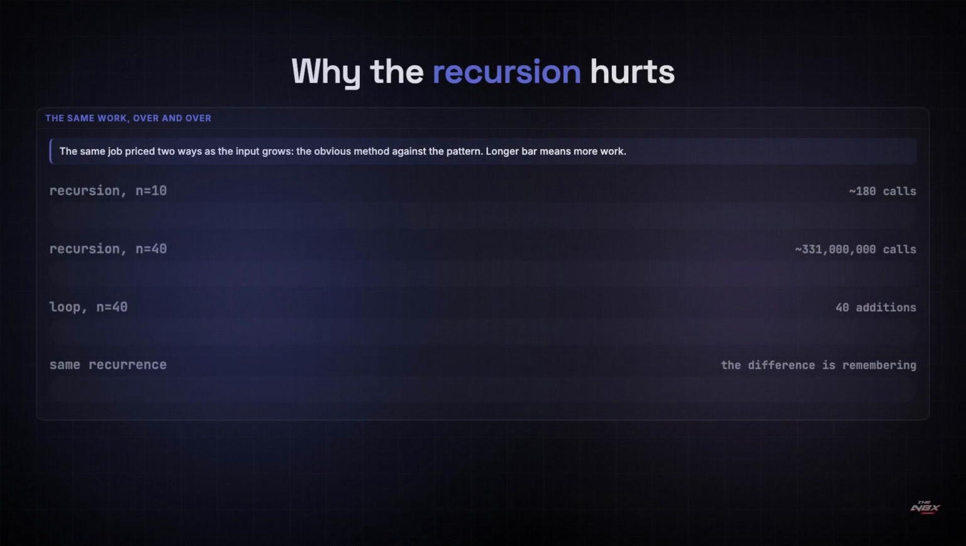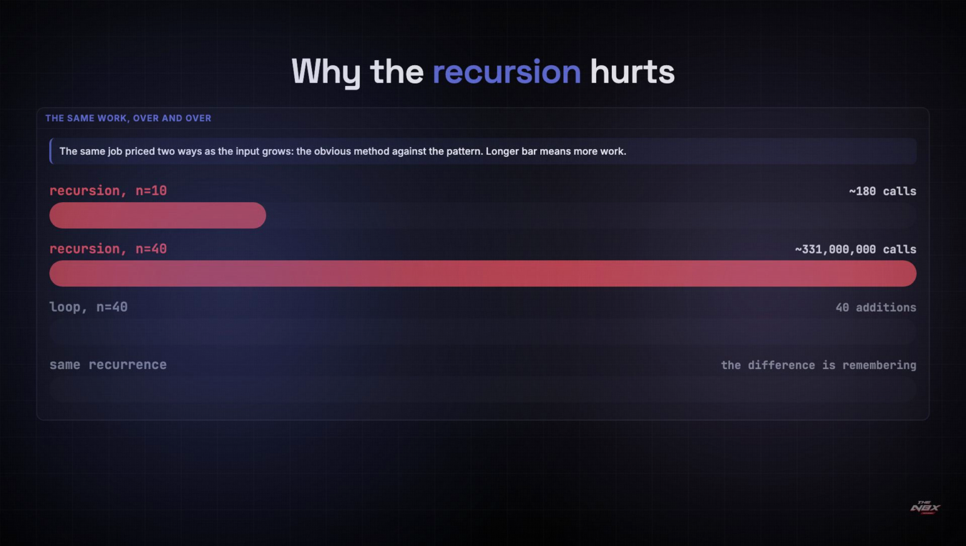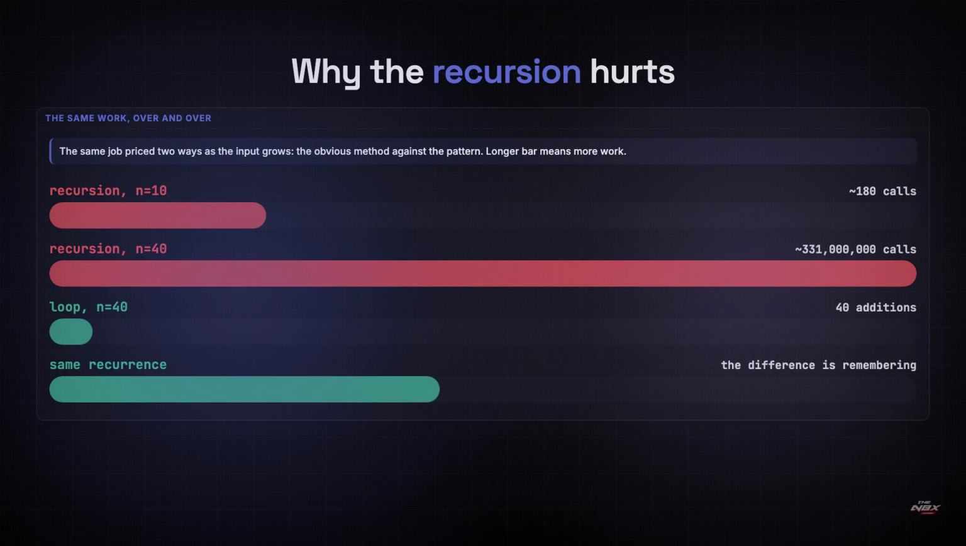Written as plain recursion, stair 5 asks for 4 and 3, stair 4 asks for 3 and 2, so stair 3 gets computed twice before we've properly started. Stair 10 costs about 180 calls. Stair 40 costs over 300 million, nearly all recomputing answers the program already had. The loop does 40 additions. Same recurrence either way, because the only difference is whether you write down what you worked out.